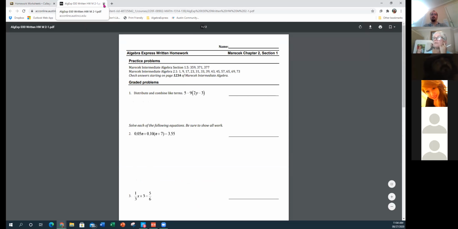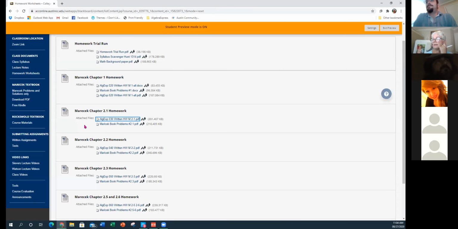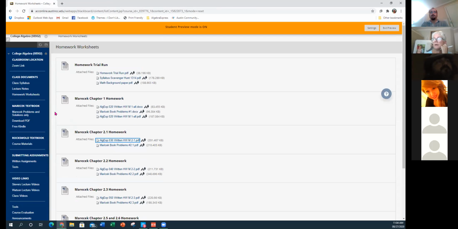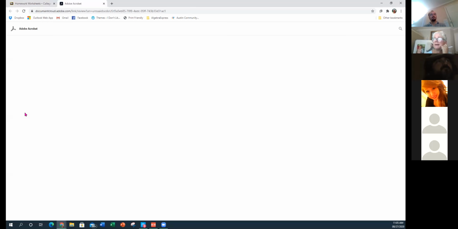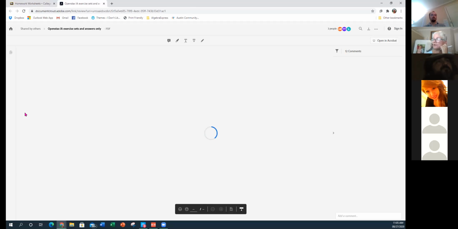Also, just FYI, I also put in here under the textbook. So if you do the download PDF, that downloads the whole book. But if you click on here, MyMathLab problems and solutions only, it takes a minute to pull it up, but it will just give you the homework problems and the solutions. It takes a second because it's still a lot of stuff.